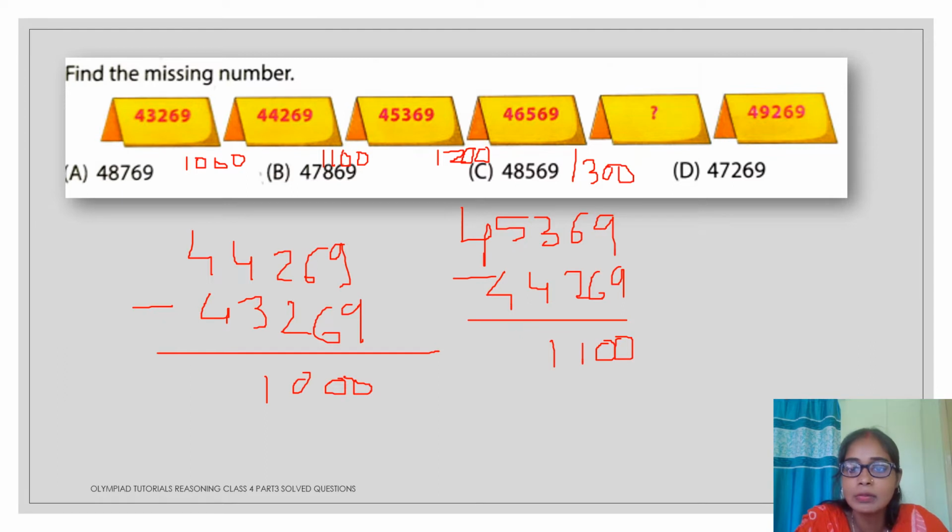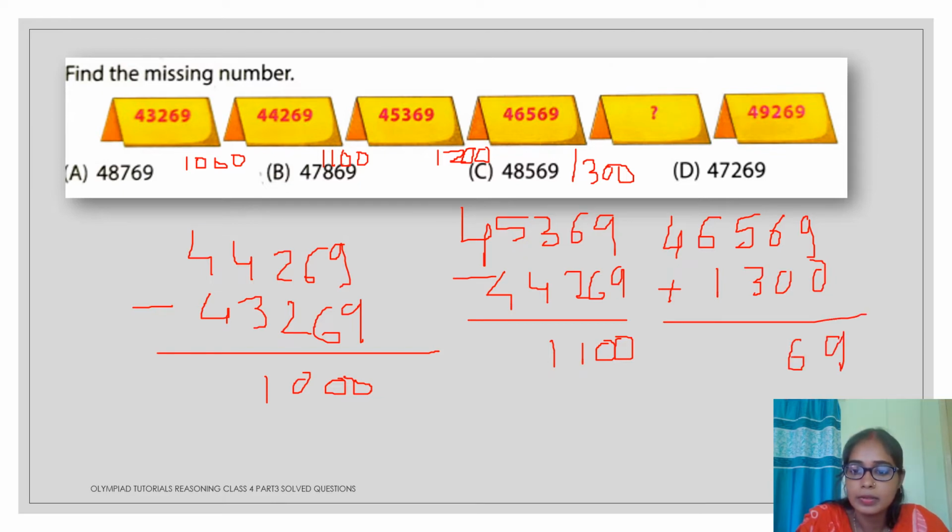We have to find the missing number. So what we will do is add 1300 to the given number. 46569 plus 1300 will give 47,869. So here option B, 47,869 is our correct answer.